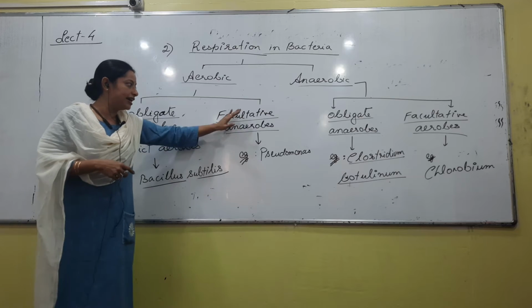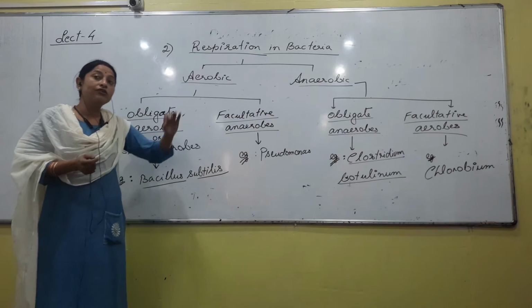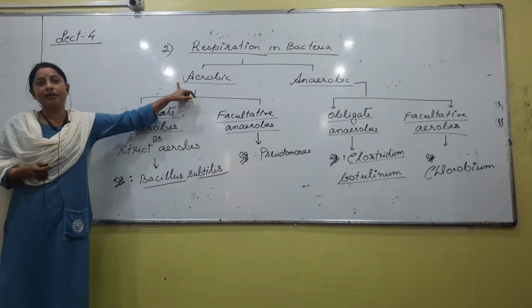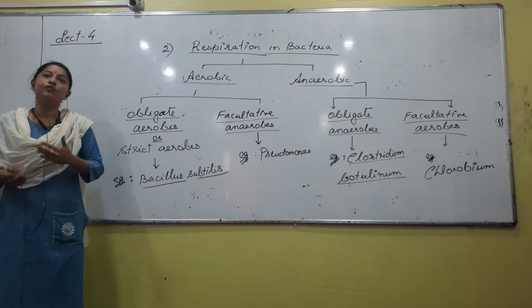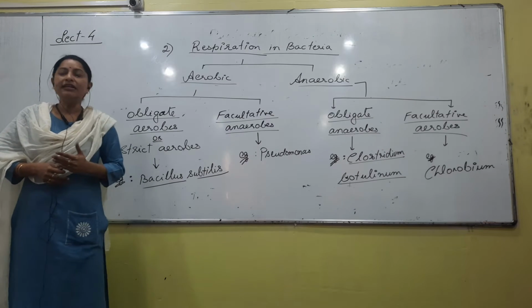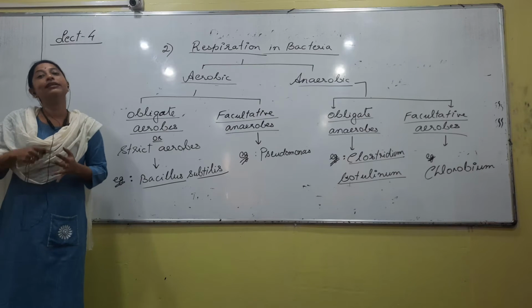Coming to this part, what are facultative anaerobes? These are those groups of bacteria. Originally they were aerobic, but if there is a lack of oxygen, they can survive without oxygen also. Right? So they can survive in an area with oxygen, and they can survive in an area without oxygen also.